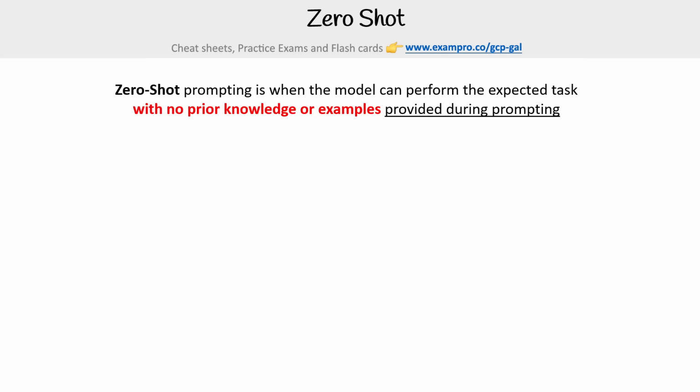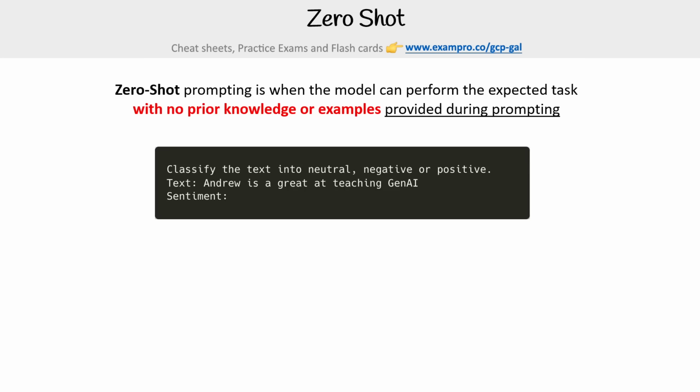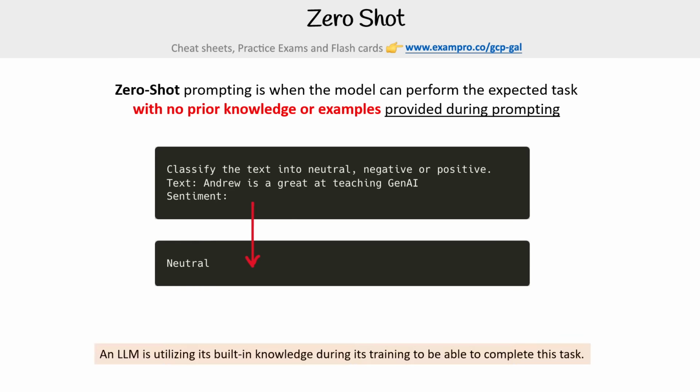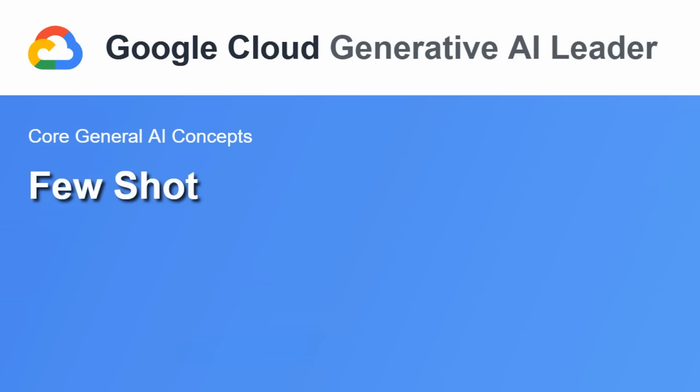Let's take a look here at zero-shot prompting. This is when the model can perform the expected task with no prior knowledge or examples provided during prompting. An example might be that you want to classify some text. The text here is, Andrew is great at teaching Gen AI. Do we classify it as neutral, negative, or positive? The next thing that the large language model would write would be neutral here. But the idea is that we didn't have to provide it examples of what neutral, negative, positive looked like. It already had that built-in knowledge from when it was trained to be able to perform that task. And that's what we call zero shot.